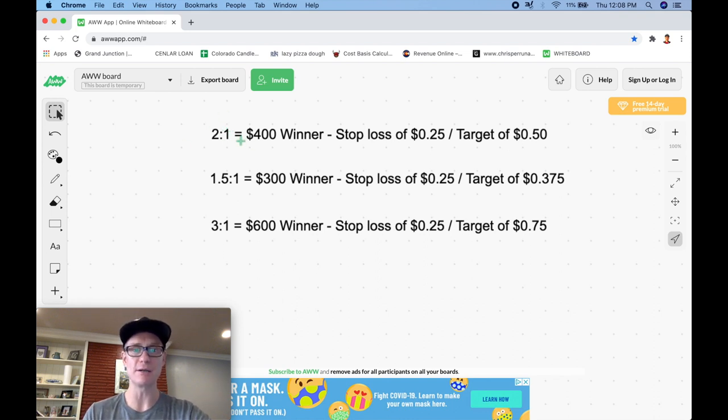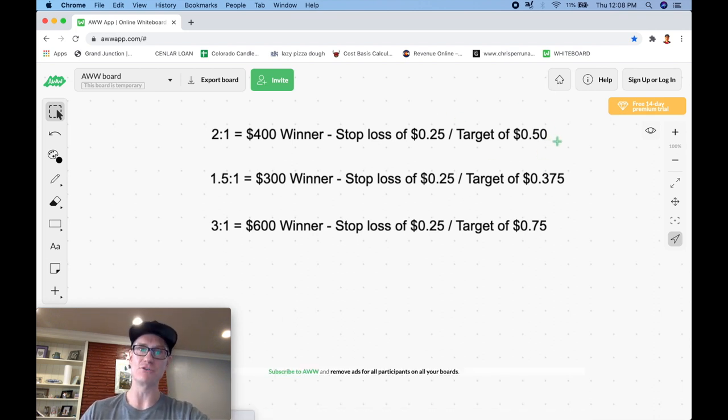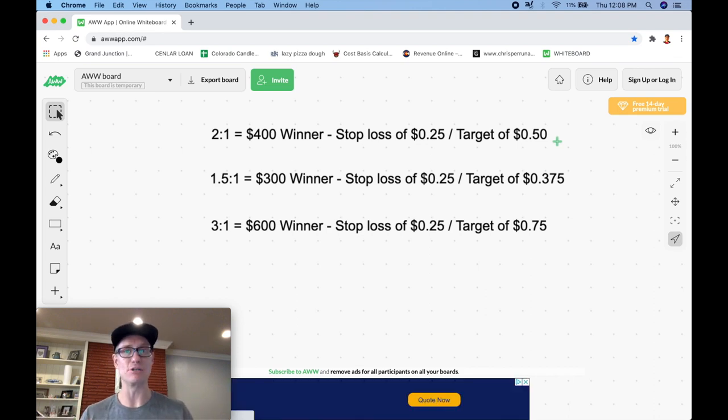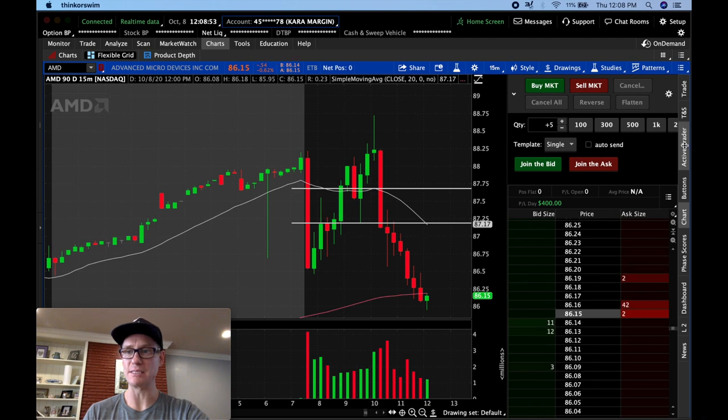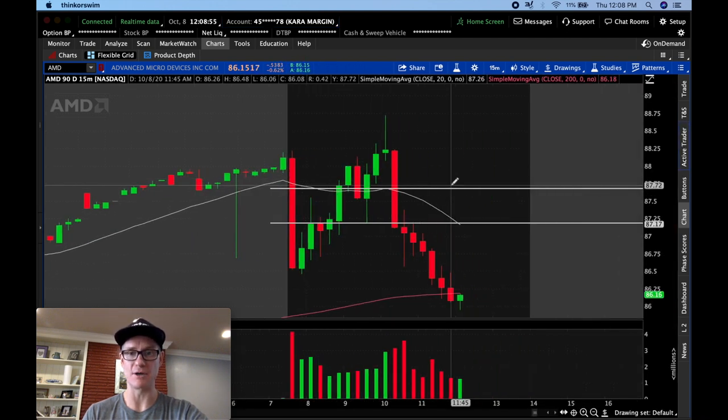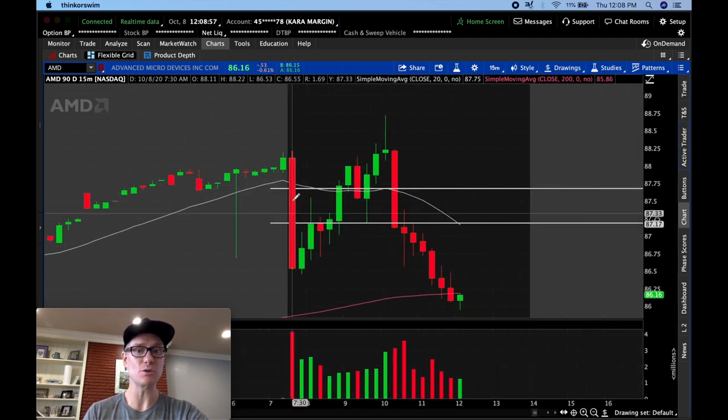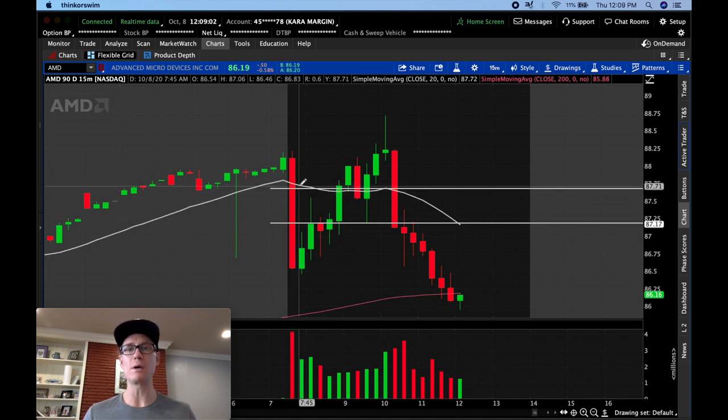So you can see right here today, the 2-to-1 management technique for this trade produced a $400 winner with a stop loss of 25 cents and a target of 50 cents. So it did hit that 50 cent target and paid out the 400. That's my style of management. And I can show you that again right here on the platform. You can see exactly where those lines are. And you can see this was just sort of a little bit of the move. This wasn't the whole move. This wasn't even a majority of the move.